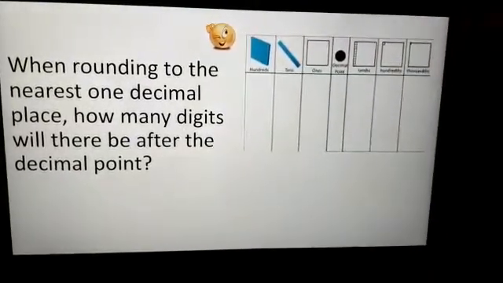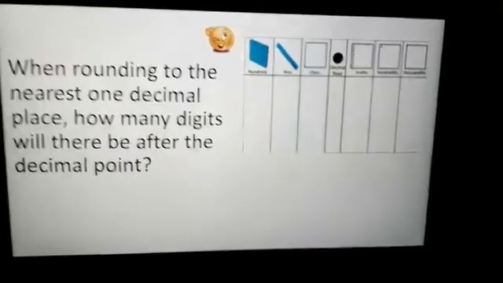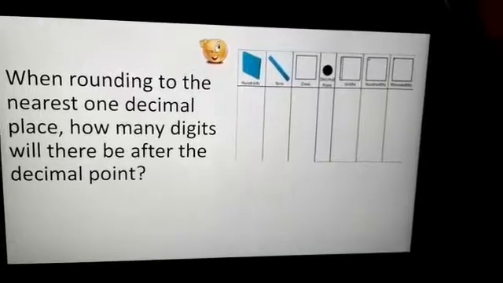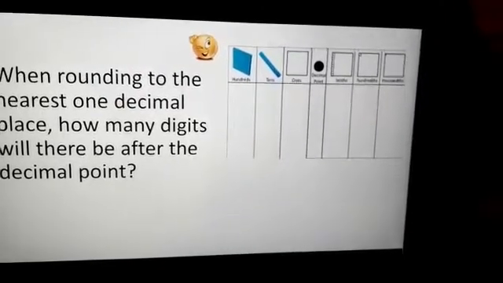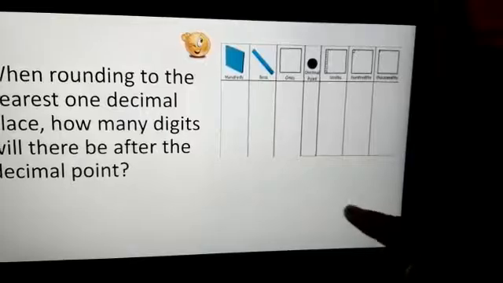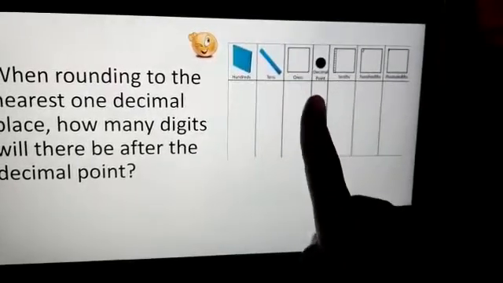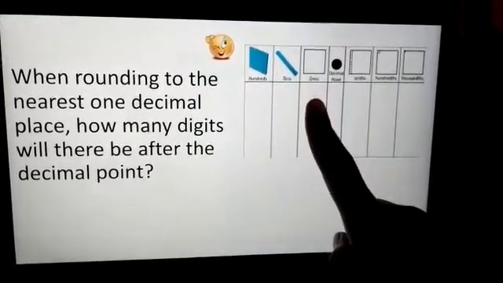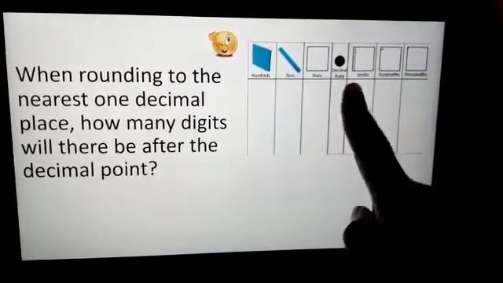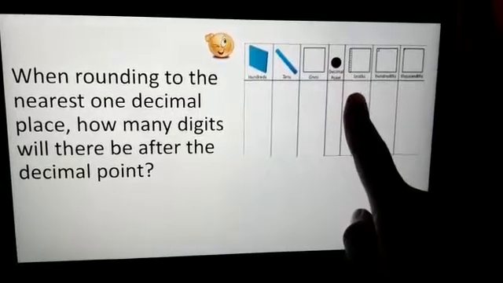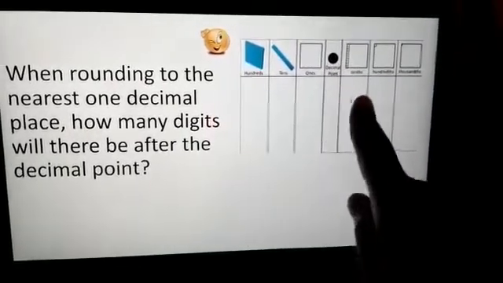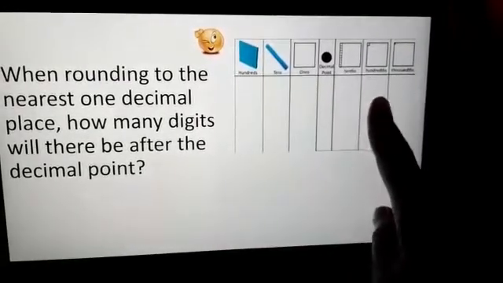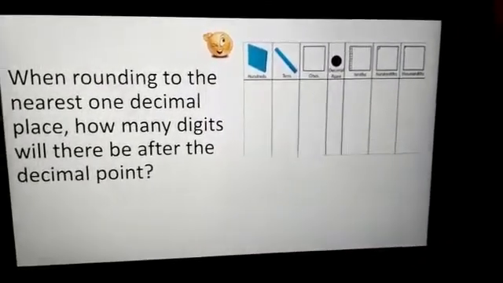So when rounding to the nearest one decimal place, how many digits will there be after the decimal point? Today we're doing rounding to one decimal place, and all that simply means is this. When you are rounding, you just need one number after the decimal point. So if you have a number in the ones column, the units column, then you have your decimal point. It just means one number after the decimal. That's what one decimal place means. If it said 2 decimal places, it just means 2 numbers after the decimal and so on.